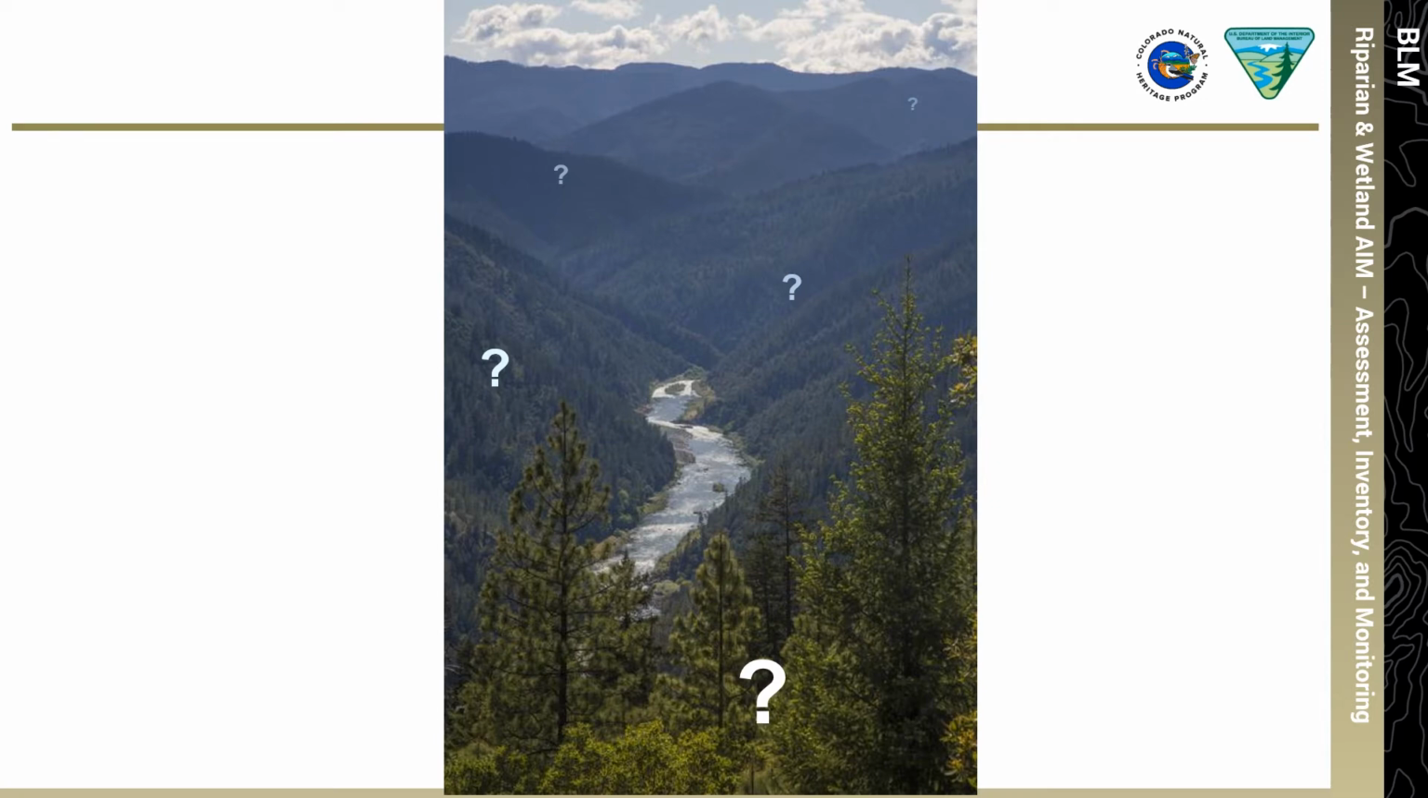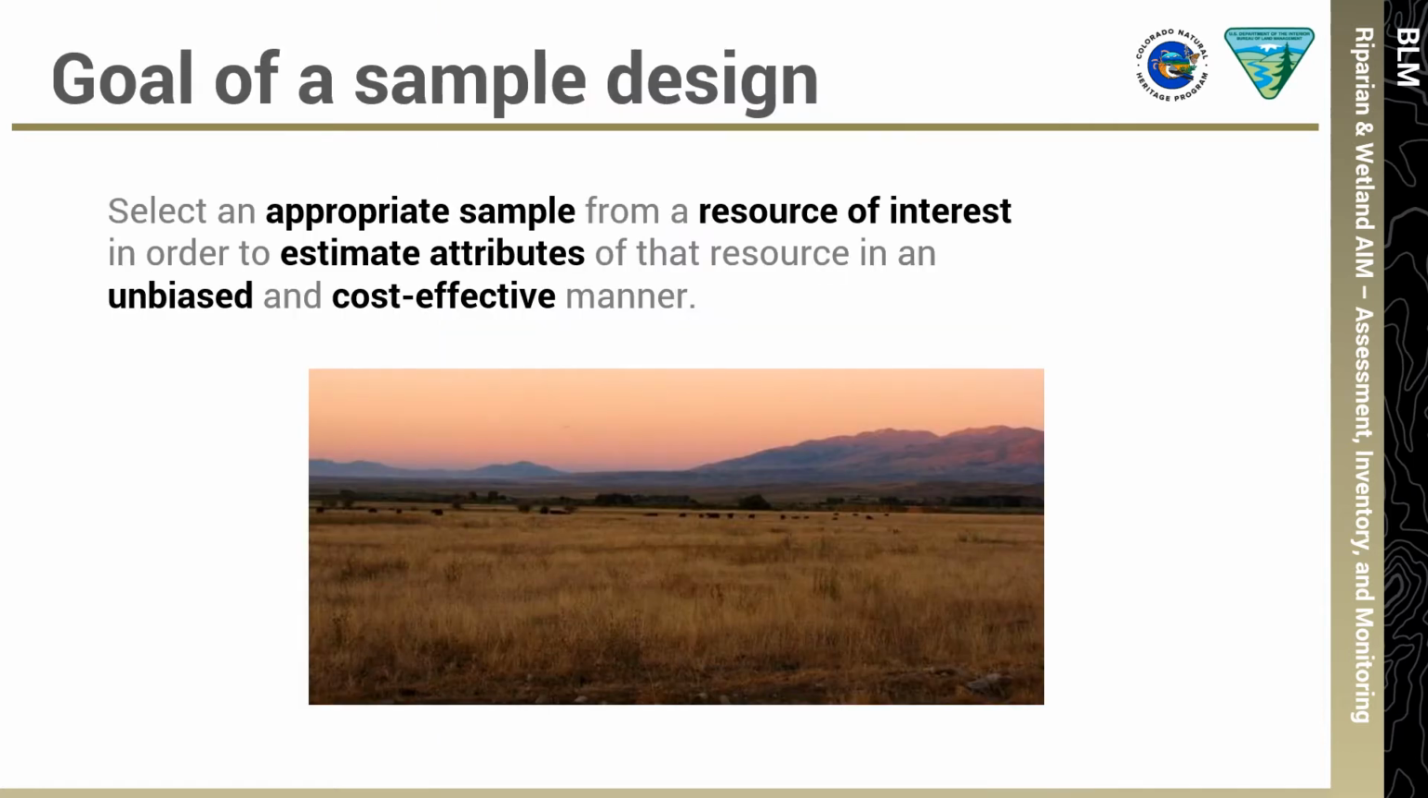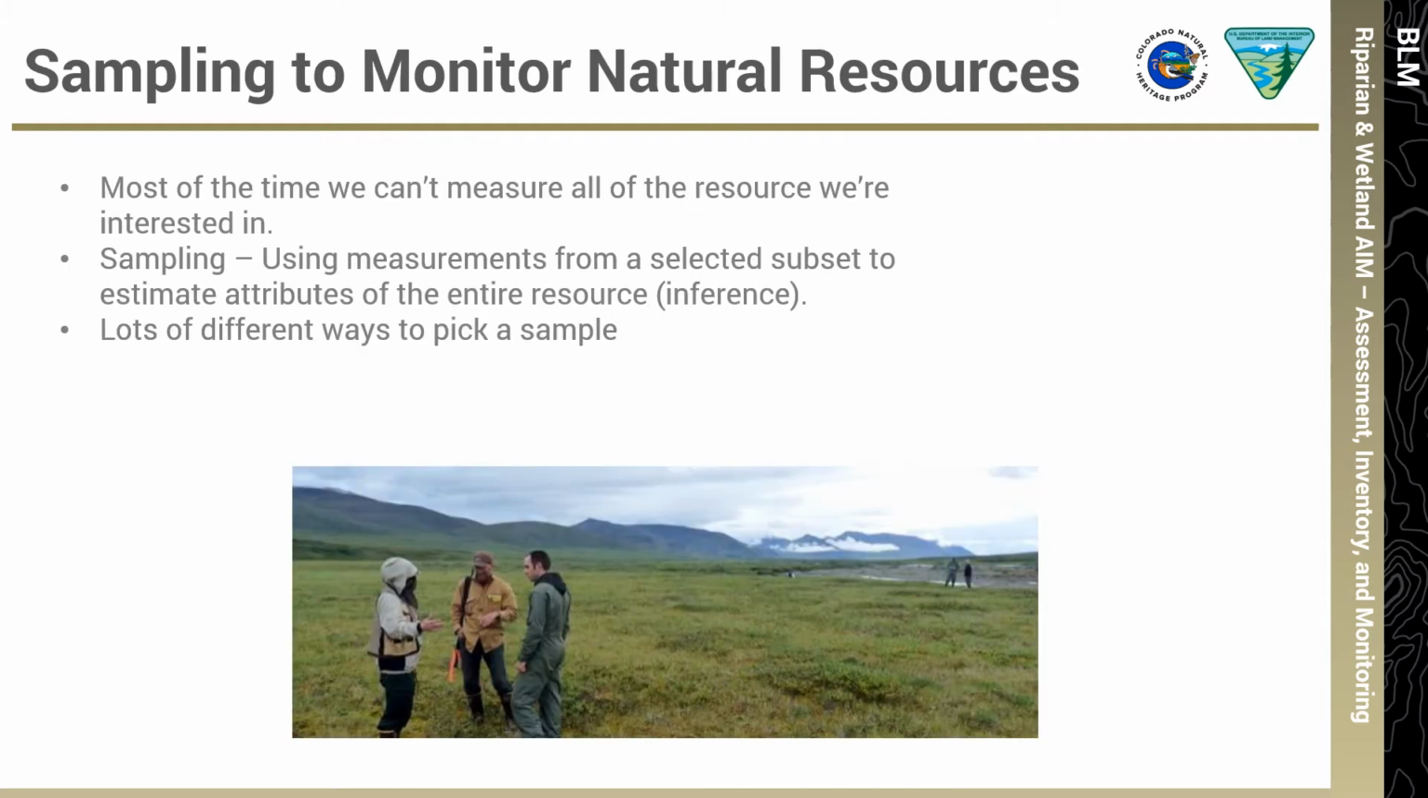So, how do we gather data or information on the landscape to understand our resource using sample designs? We want to know the condition of a resource on the landscape, so we must collect monitoring data, but we can't go everywhere all the time. So how do we use a sample design to select sample points and make inference to our study area of interest? The goal of a sample design is to select an appropriate sample from a resource of interest in order to estimate attributes of that resource in an unbiased and cost-effective manner.